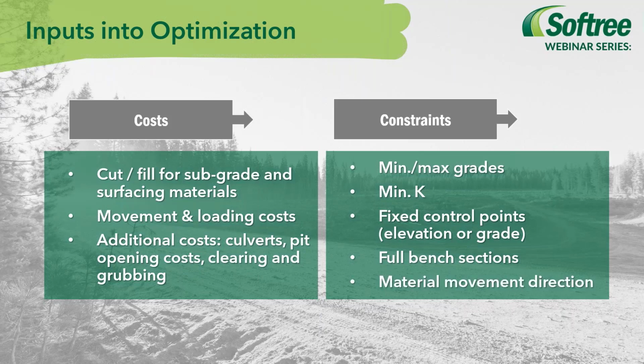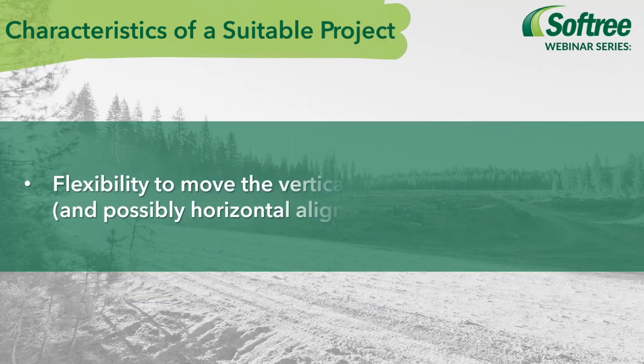Then we can assign other geometry constraints, like if we need to be in full bench for a given area, and we can control material. So the biggest thing for whether a project's suitable or not is, can you move the vertical alignment up and down to minimize your costs?